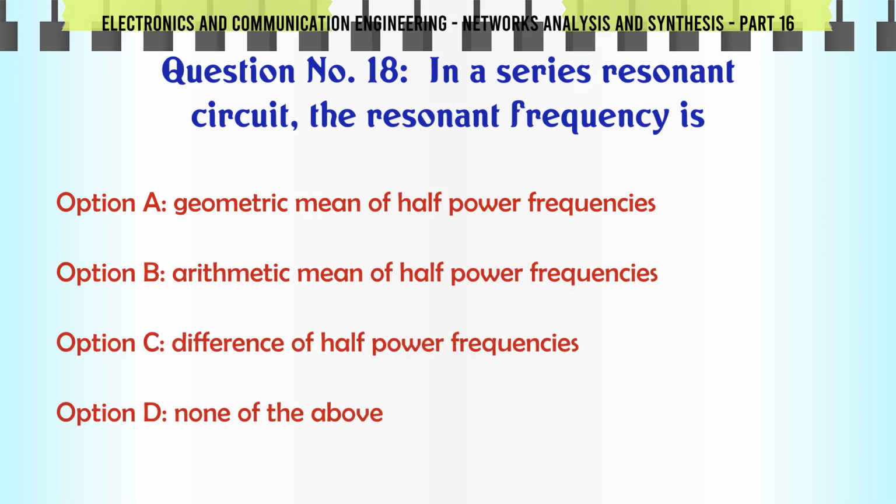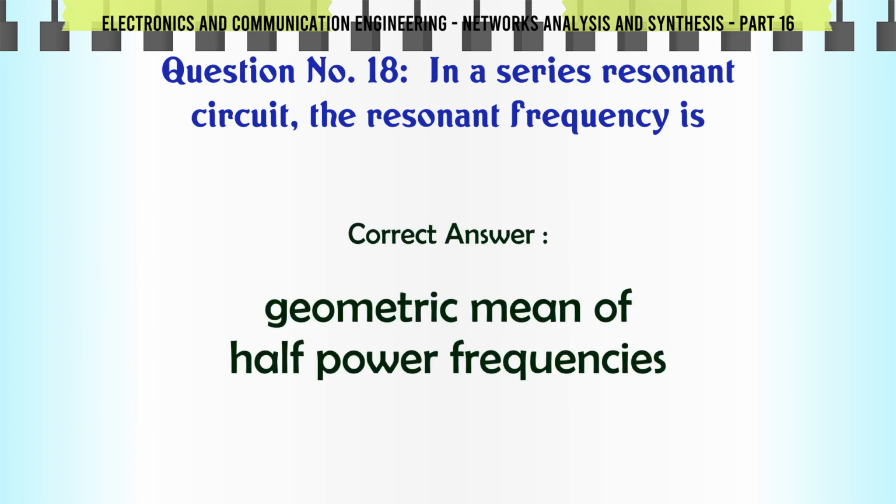In a series resonant circuit, the resonant frequency is A geometric mean of half-power frequencies, B arithmetic mean of half-power frequencies, C difference of half-power frequencies, D none of the above. The correct answer is geometric mean of half-power frequencies.